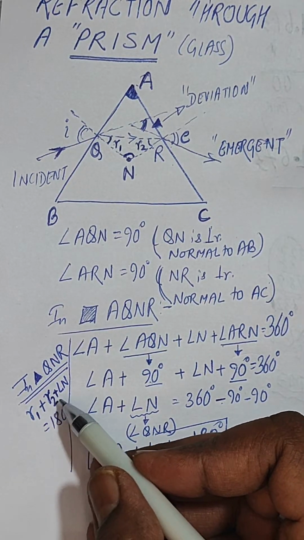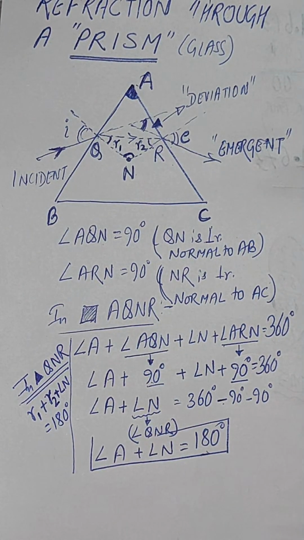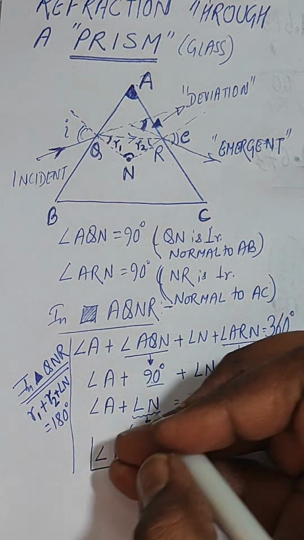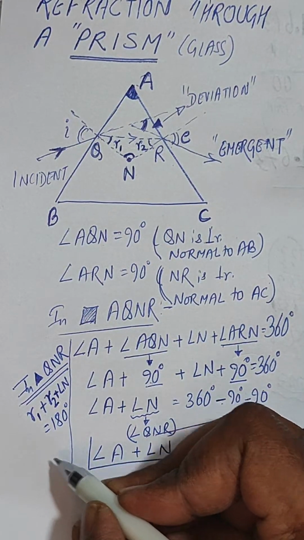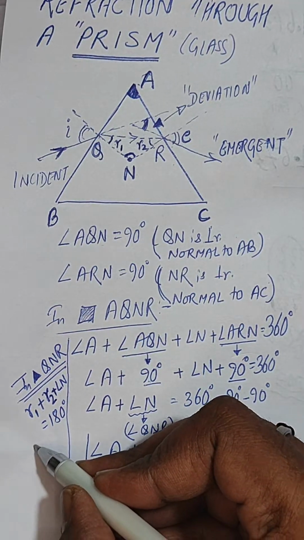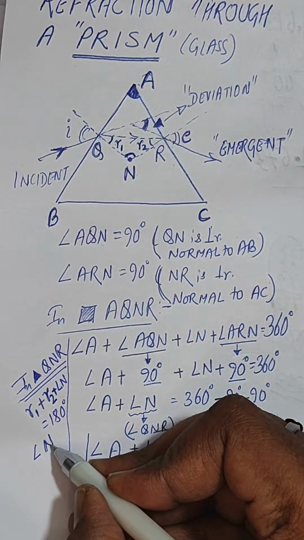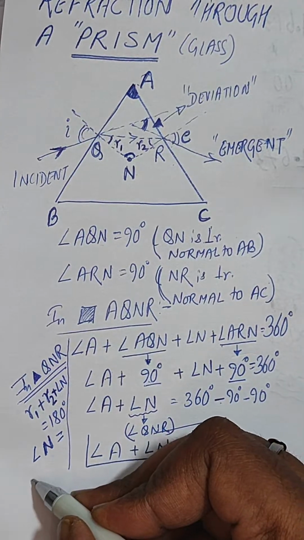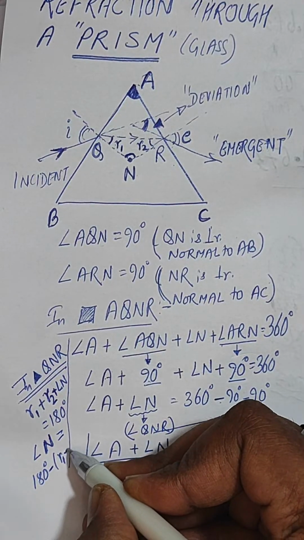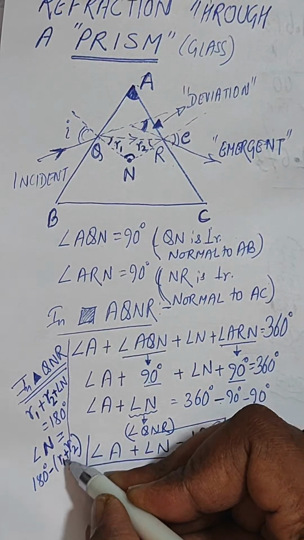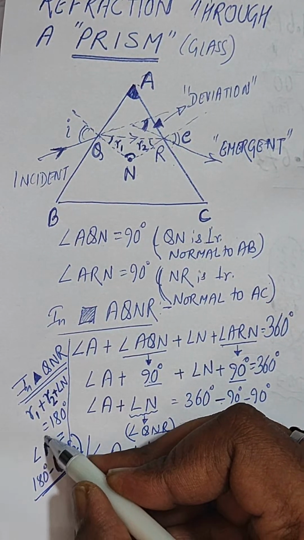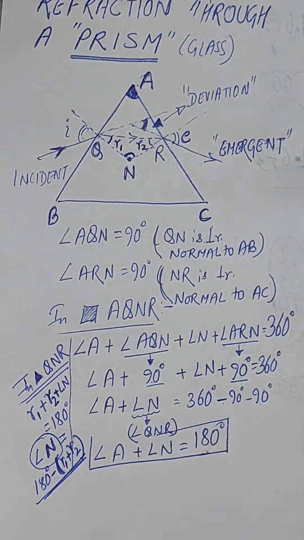R1 plus R2 plus N is equal to 180. So this will give you the value of angle N as 180 minus R1 minus R2. So we can write angle N as equal to 180 degree minus R1 minus R2. So it becomes R1 plus R2, right? This will be the value of angle N from here.